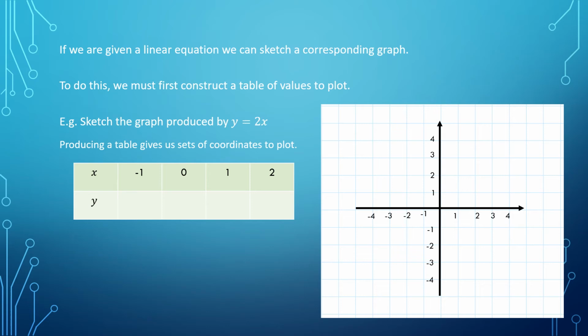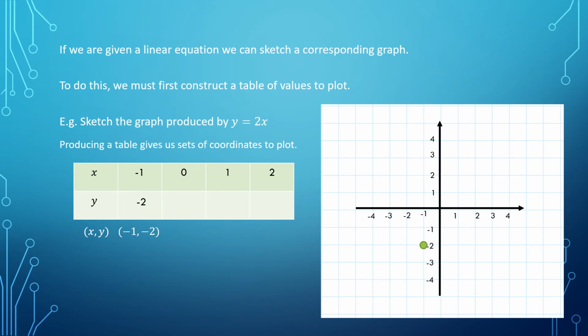Well, the equation can tell me that. The equation tells me that y is equal to 2 times whatever x is. So in the first instance, where x is minus 1, 2 times minus 1 would be minus 2, so my y value there is minus 2. Every time we do this, we're getting a set of coordinates in the form x, y. So the first coordinate I've got is minus 1, minus 2, and I can plot that on my graph.